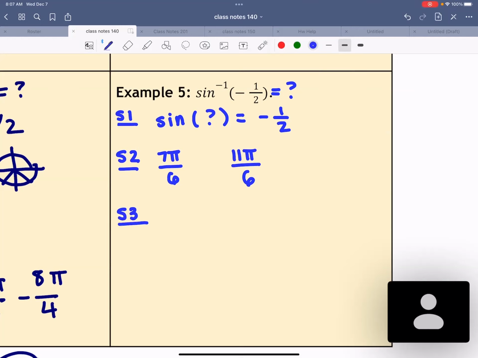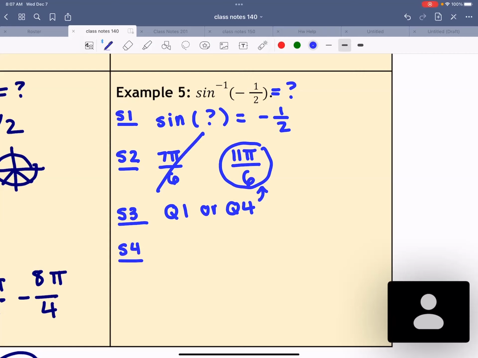Which quadrants can inverse sine be in? So we're looking at which two quadrants? 1 or 4, right? So inverse sine can only be in quadrants 1 or 4. Which one of the two angles is in either quadrant 1 or 4? Yeah, 11 pi over 6 is in quadrant 4. So we're going to eliminate 7 pi over 6 and just take 11 pi over 6. All right, moving on to step 4.